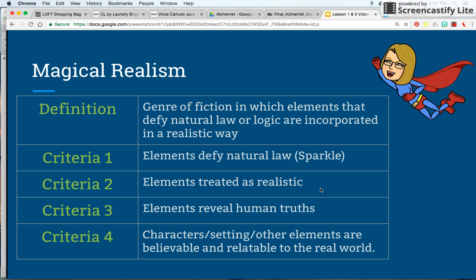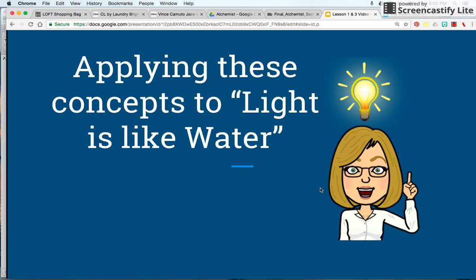And the 4 criteria that fit magical realism are: elements that defy natural law, or as we call them, sparkle. Criteria 2, elements treated as realistic. Elements reveal human truth, and characters, setting, or other elements are believed and relatable to the real world. So they not only have realistic, understandable, concrete criteria, but all those realistic aspects are kind of amplified or embellished, or given sparkle, if you will, to create a magical realism story.